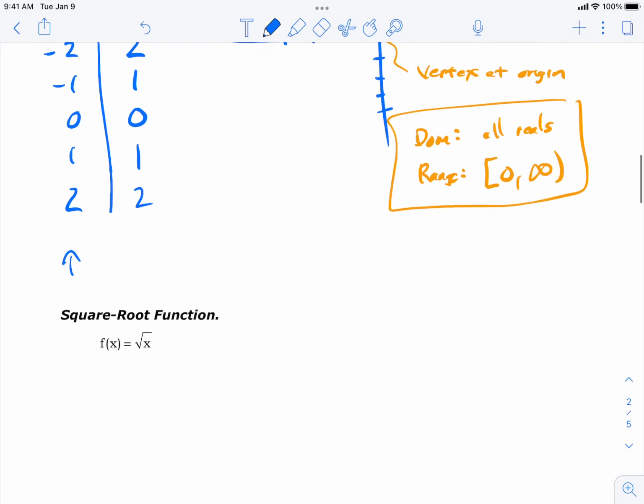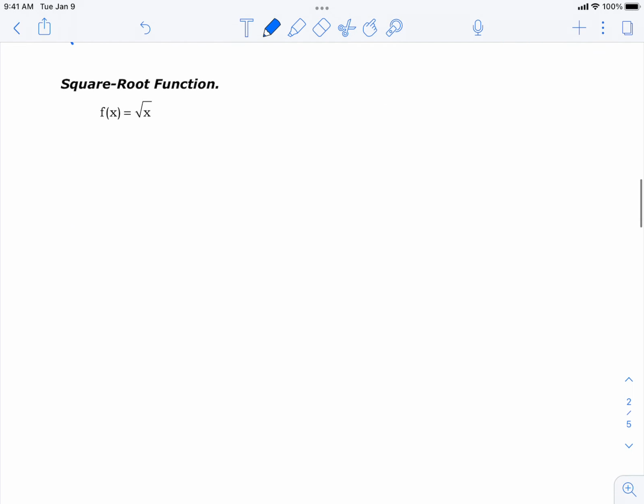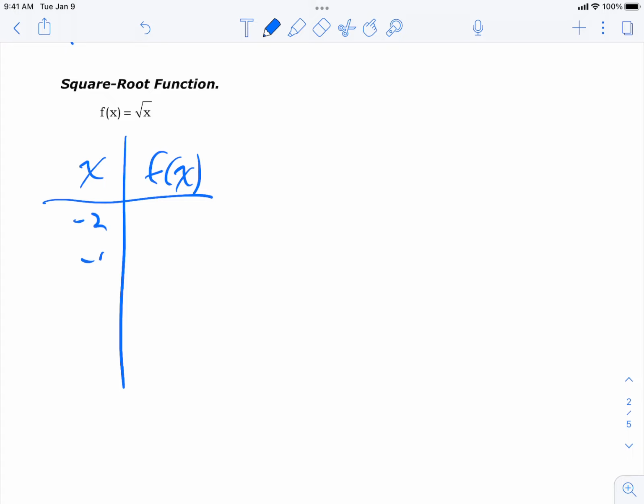Here's a good one. Square root function. We'll be playing around with some square root functions. Now here's an example where if I plug in my usual -2, -1, 0, 1, and 2, I'm going to run into some problems because the square root of -2 is unreal, right? You would get an imaginary number. We don't want to deal with graphing imaginary numbers. So I'm just going to say it's unreal.